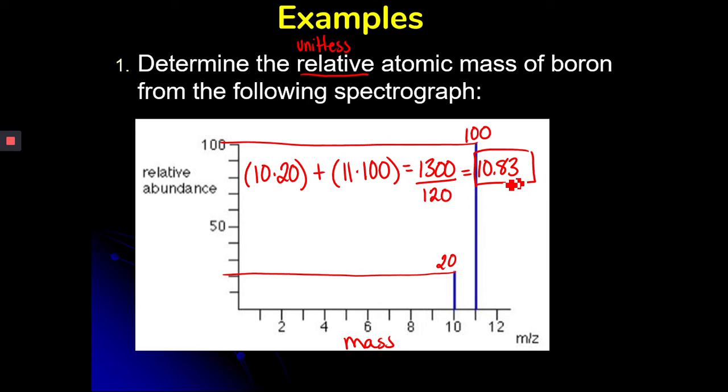Now I went to 2 decimal places with my answer, and when we talk about masses, we tend to go to 2 decimal places so that it matches how the periodic table gives us the mass of the element.